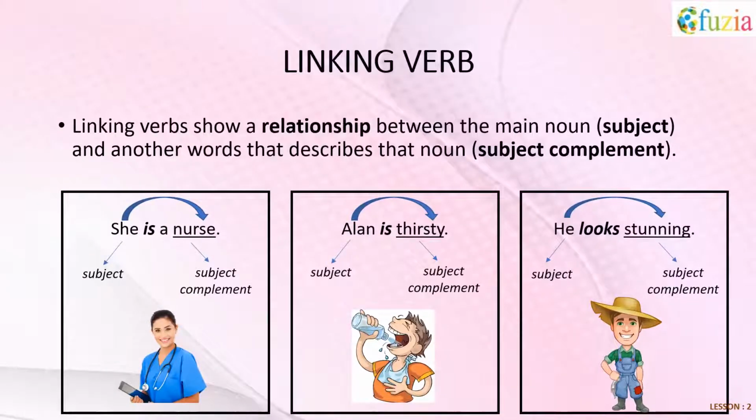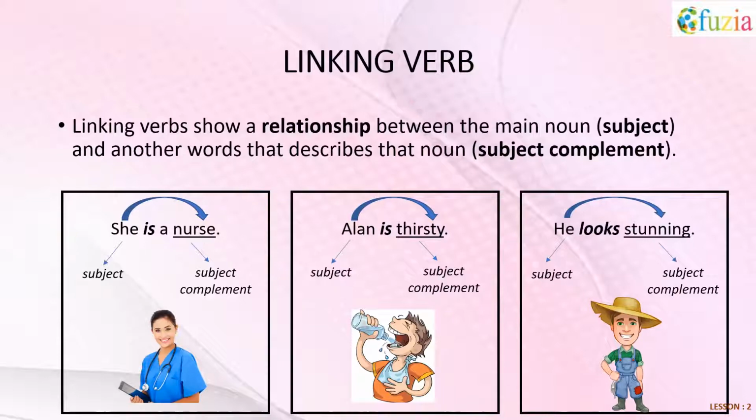Let us understand linking verb. So what is a linking verb? A linking verb shows a relationship between the main noun, that is the subject, and another word that describes that noun, the subject complement. She is a nurse. Alan is thirsty. He looks stunning. So in all these sentences, you can see she is a subject, nurse is a subject complement, Alan is a subject, thirsty is a subject complement.